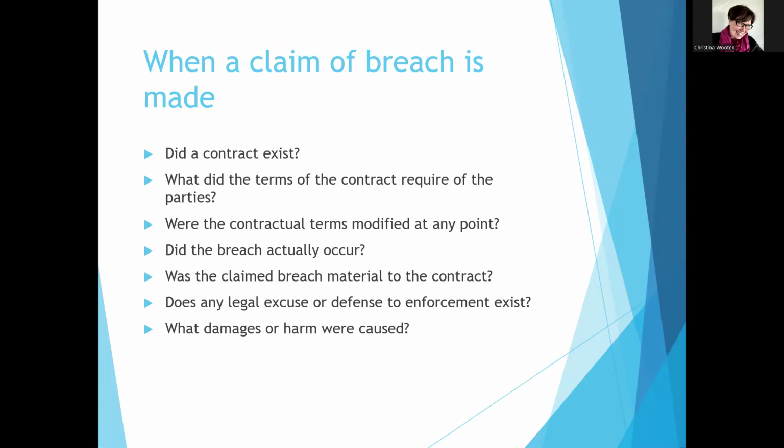Now, when you claim a breach of contract, there's some things that get looked at in our legal system. Some of those questions are, did a contract actually exist? What did the terms of the contract require of each of the parties? Were the contractual terms modified at any point? So if we make a contract and then we modify it, that could impact whether or not we have an actual breach. Did the breach actually occur? Was the claimed breach material to the contract? Did the breach actually involve something that was in the contract? Does any legal excuse or defense to enforcement exist? And what damages or harm was caused?